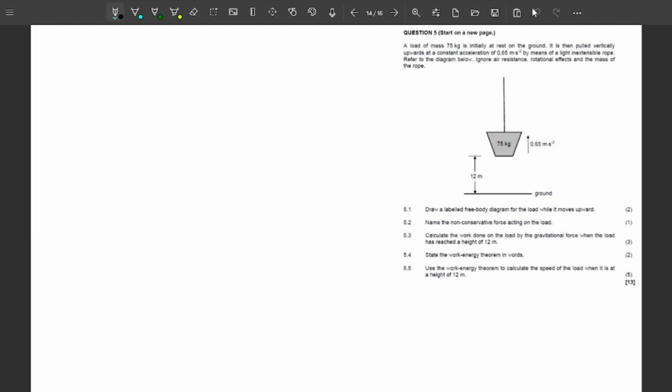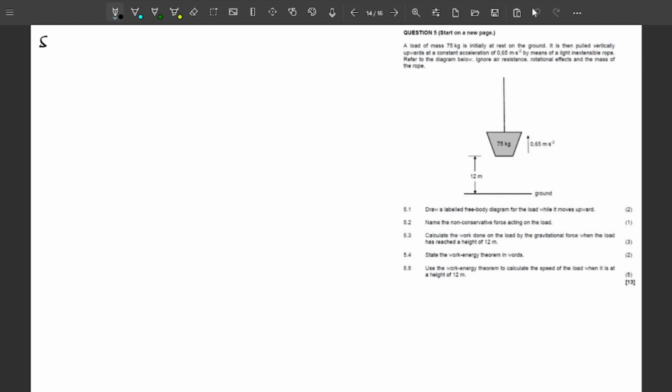Okay, now what is happening here? We're told that something's been pulled vertically upwards, at a constant acceleration of 0.65, and that thing that is being pulled up has a mass of 75 kilograms. Now, since we have seen what is happening and tried to break it down, I think it's time that we attack the question, right?